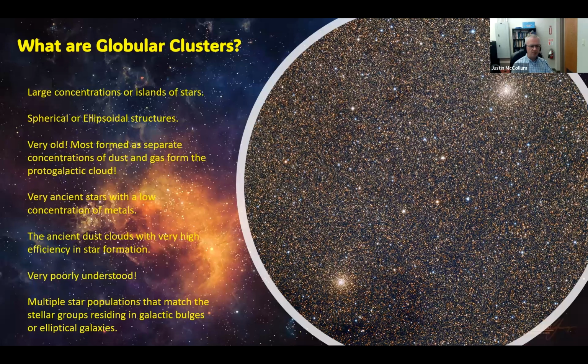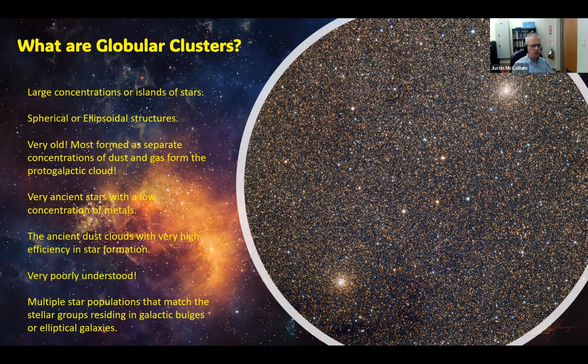So you get a protogalactic cloud, a cloud that forms the galaxy, and bits of it will split off and break off into sections, and those will form the globular clusters. They're very ancient. They usually have a low concentration of metals, but there are multiple generations of stars that will form in a globular cluster within the first couple billion years of their existence.